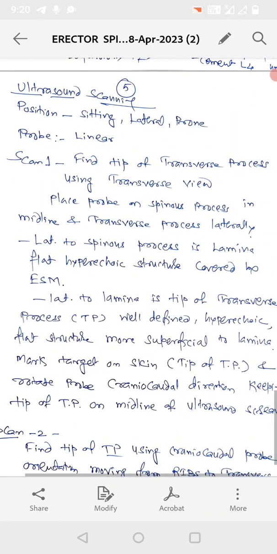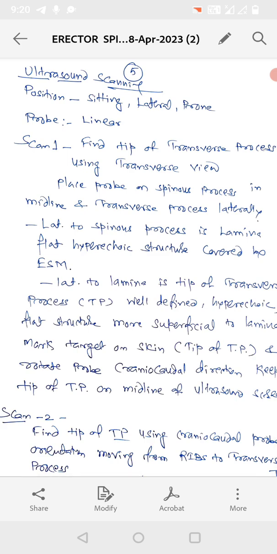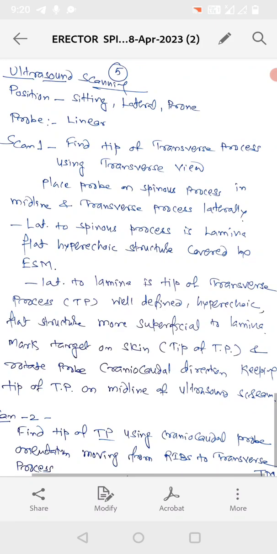Now we will see the ultrasound scanning. Position of the patient is either sitting, lateral or prone. Probe selection is linear. Scan 1: find the tip of the transverse process using the transverse view. Place the probe on the spinous process in the midline and the transverse process laterally. Lateral to the spinous process is the lamina, which is a flat hyperechoic structure. It is covered by the erector spinae muscle.